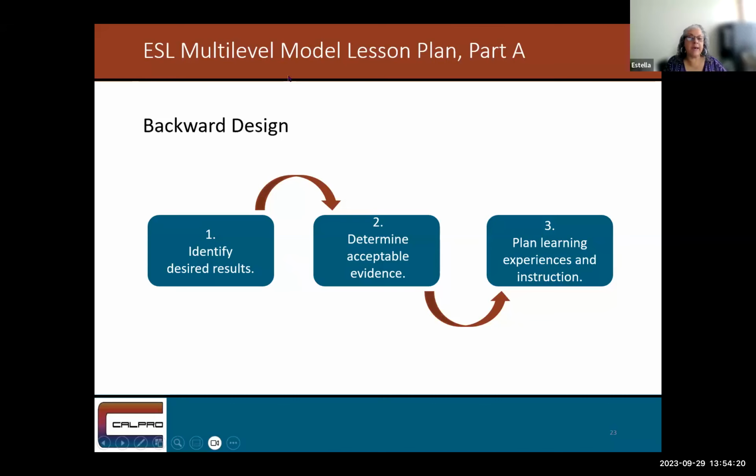So some questions for discussion and reflection later. What will learners be able to do? What evidence will there be for learners to demonstrate their achievement of the lesson objectives? And then how will you facilitate that learning? Okay, and we're going to talk more about, you are going to be doing some more work on ESL multi-level lesson planning in the asynchronous Moodle, as well as, I believe, in our second webinar.